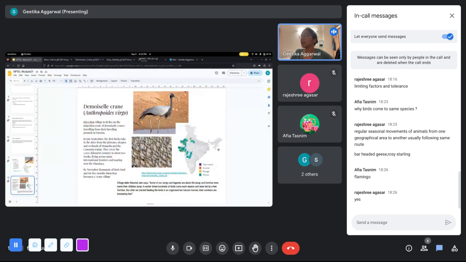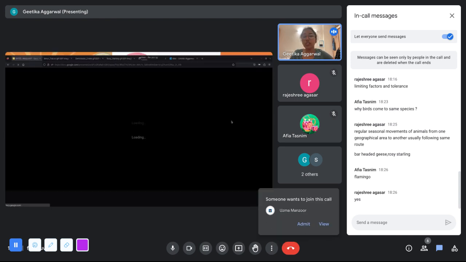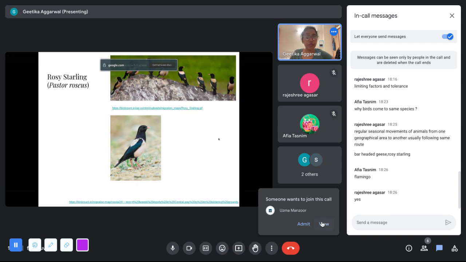Okay, so the third one and the last one, as you mentioned, is the rosy starling. This is the last one I'm going to talk about.